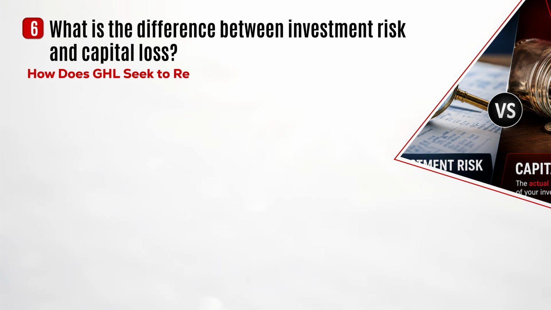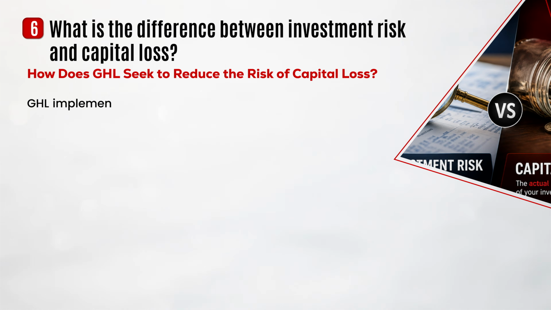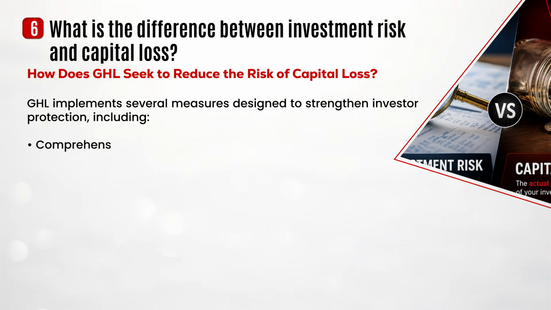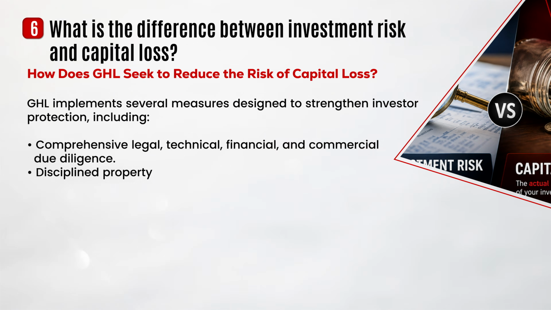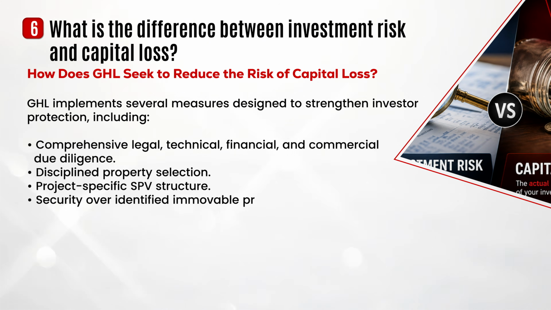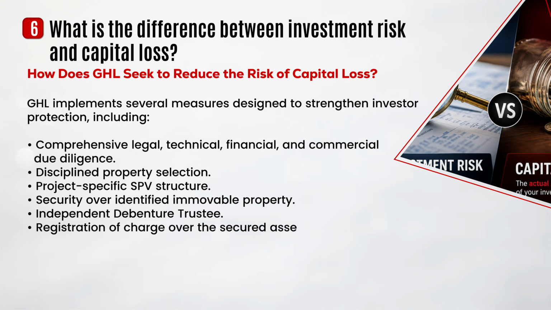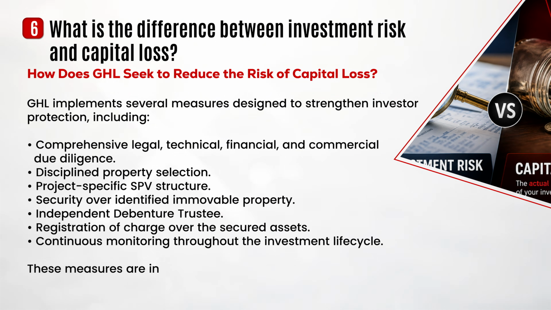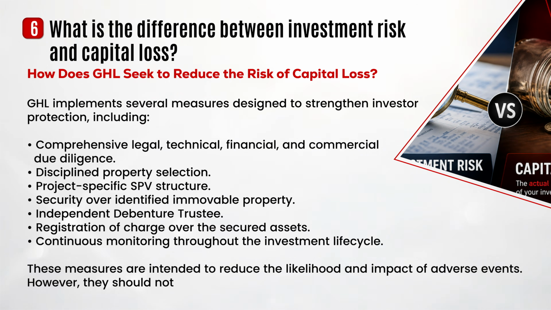How does GHL seek to reduce the risk of capital loss? GHL implements several measures designed to strengthen investor protection, including comprehensive legal, technical, financial, and commercial due diligence, disciplined property selection, project-specific SPV structure, security over identified immovable property, independent debenture trustee, registration of charge over the secured assets, and continuous monitoring throughout the investment lifecycle. These measures are intended to reduce the likelihood and impact of adverse events. However, they should not be interpreted as eliminating all investment risk.